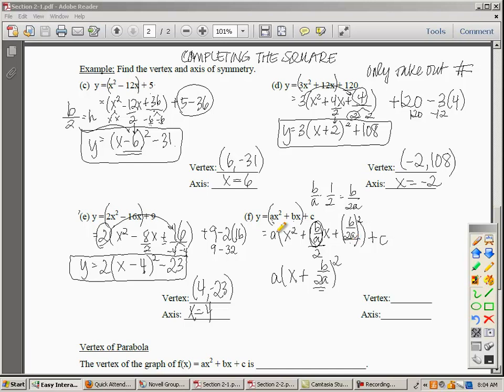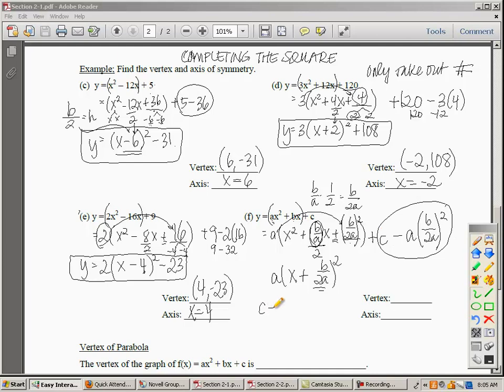So now I look. We always multiplied the a times this last quantity. Since it got added in this case, we're going to subtract it: a times b over 2a squared. And it's going to take us a little bit of work to be able to simplify this. So I'm going to put that down here. Here's what ends up happening.